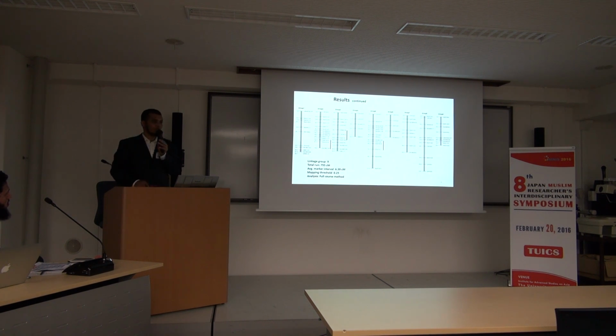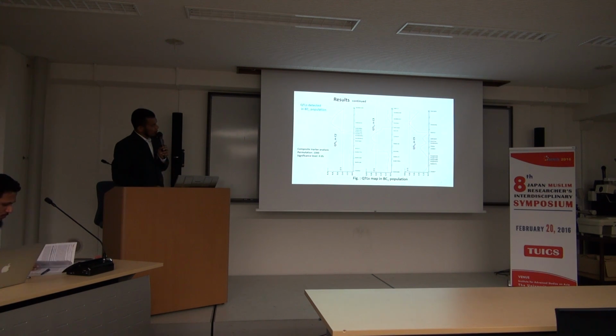Then using the BC1 population, we developed 9 linkage groups. We know BC1, kohlrabi is a Brassica oleracea. It has 9 chromosomes, and to align with this, we found 9 linkage groups. And after running the software QTL Cartographer, we found 3 QTL in chromosome 2, 3, and chromosome 5. This QTL we detected in BC1.